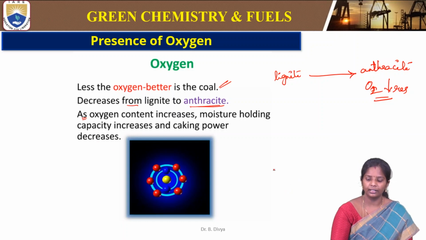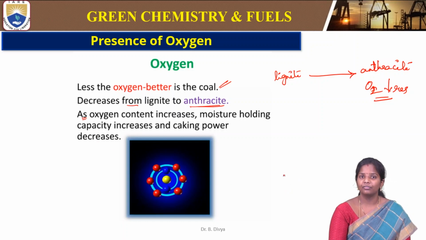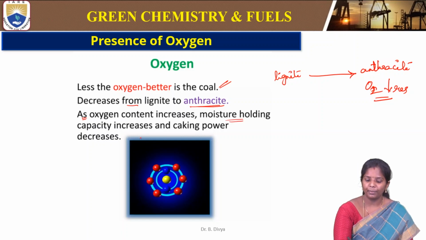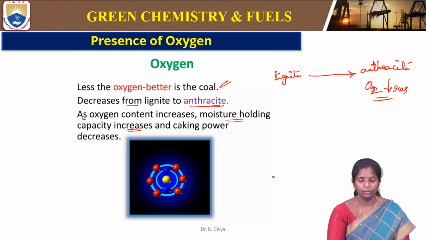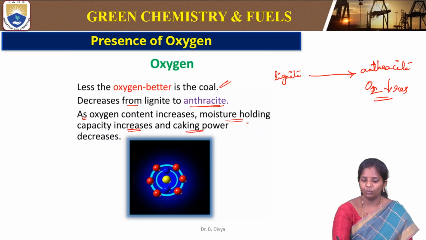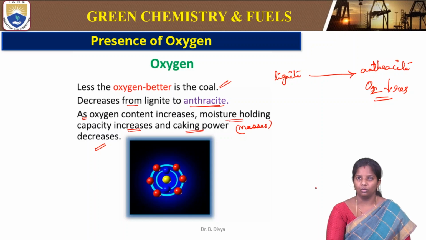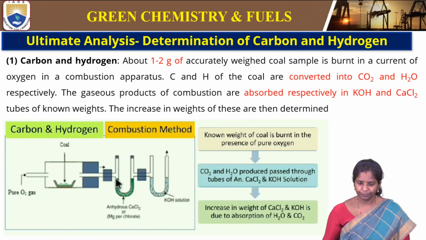If there is any increase in the oxygen content, the moisture holding capacity increases. So it will hold the moisture, and the caking power, the power of forming masses, will decrease. So the combustion also goes down. These are the various effects caused by the presence of these elements in some quantities.